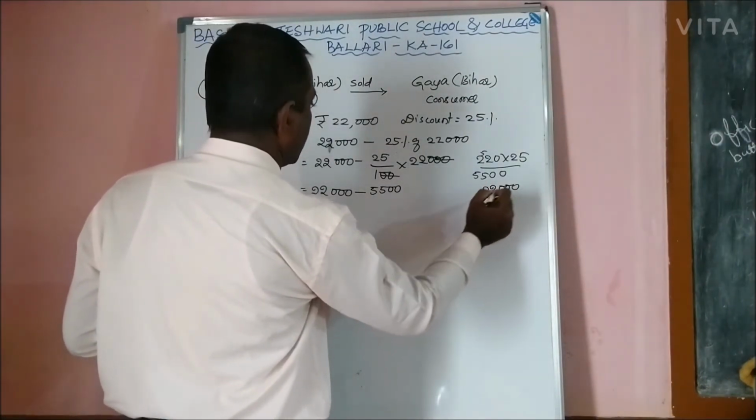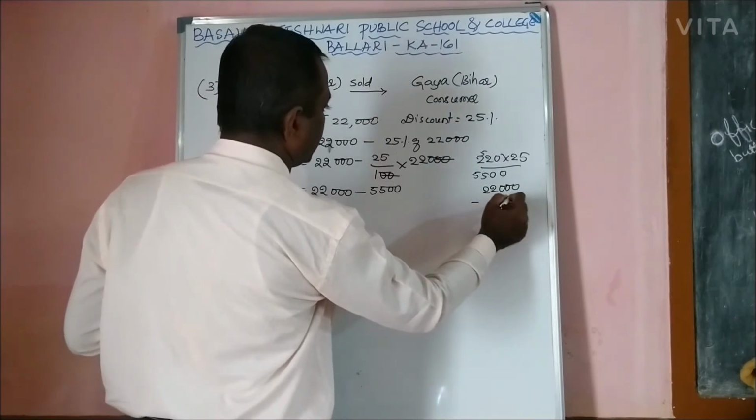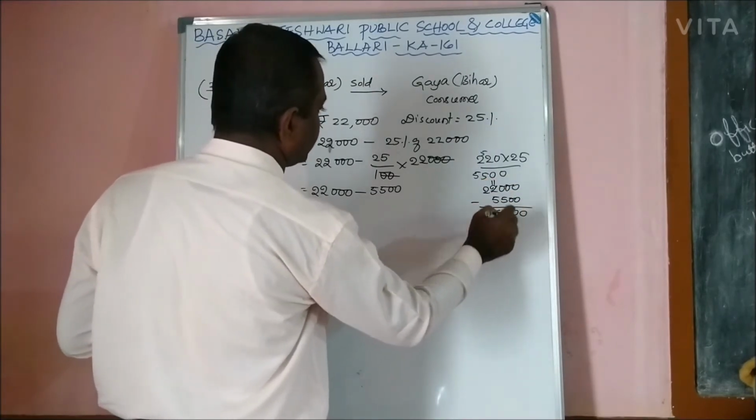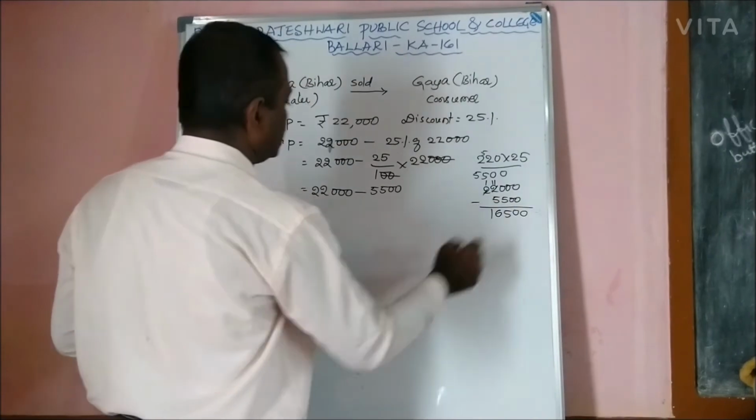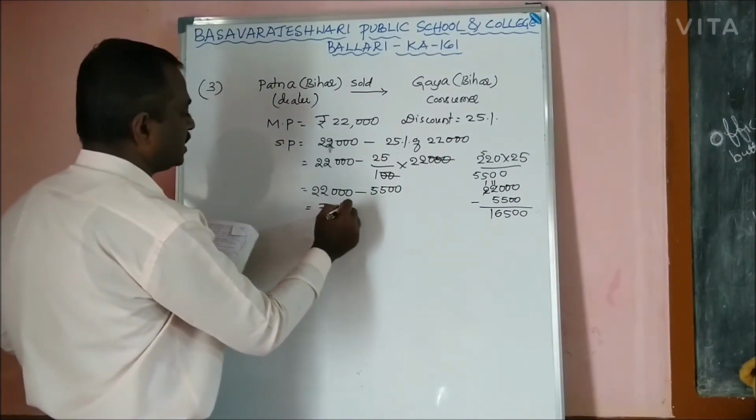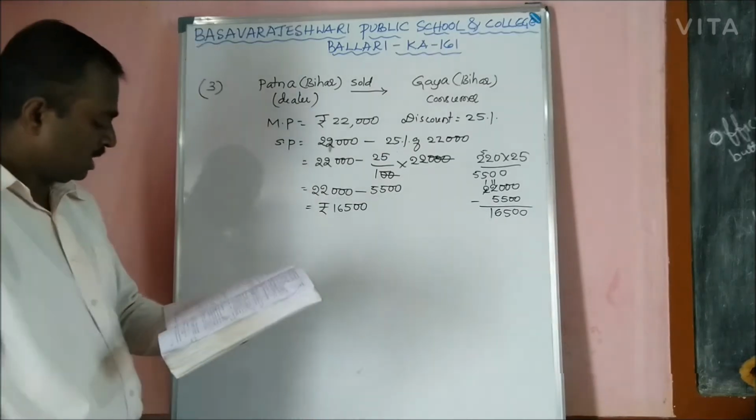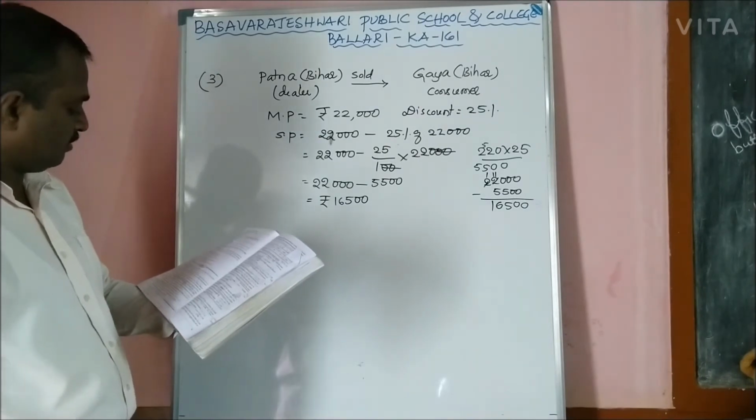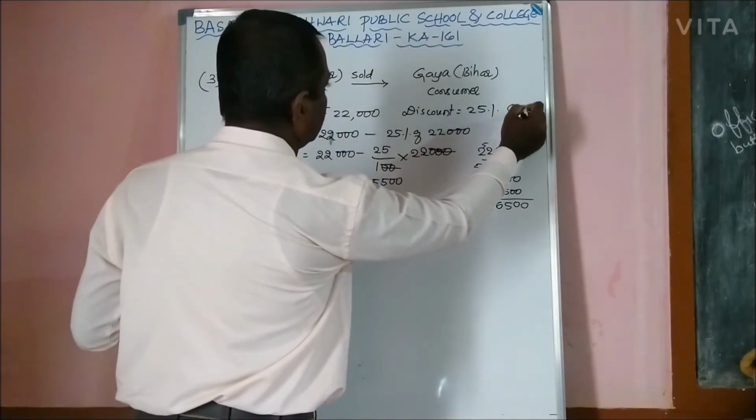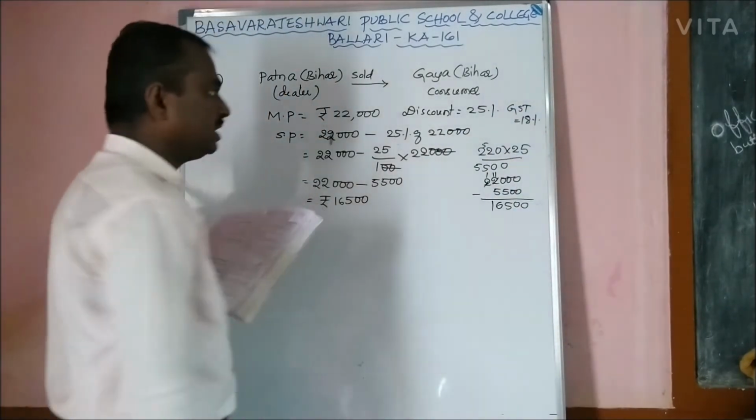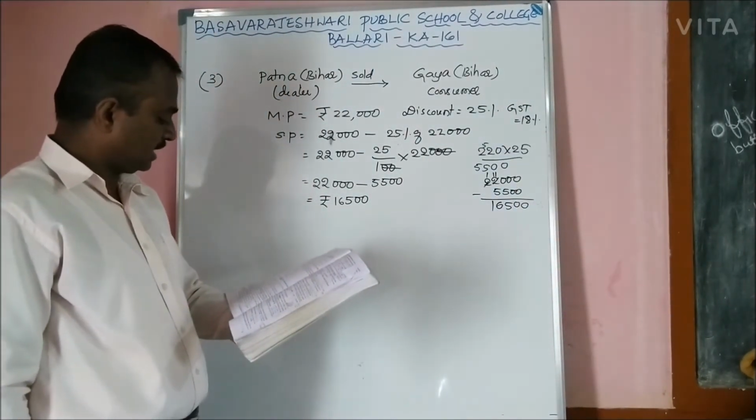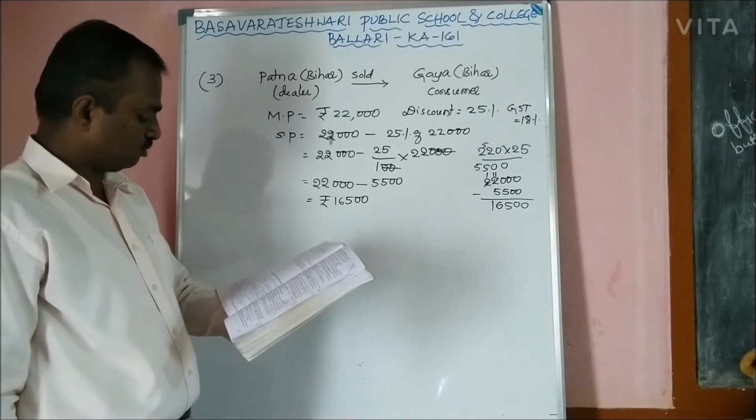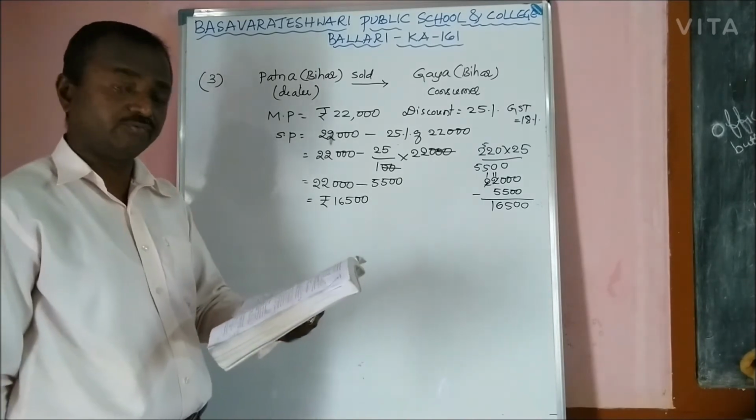Now 22,000 minus 5,500 gives 16,500 as the selling price. Now what GST are they charging? GST is 18%. Now calculate the IGST, CGST and SGST charged from the consumer. Also determine the total amount of the bill.